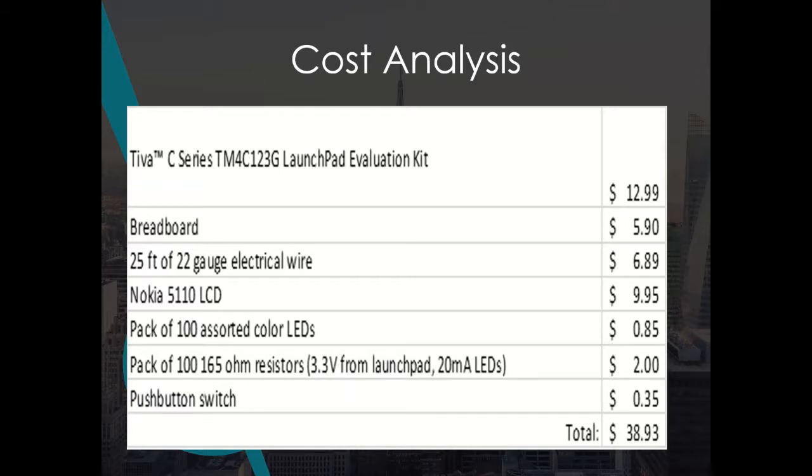This was our cost analysis. I went on to the internet and looked for the cheapest options available for each of these required components for our system, and I came up with a total of approximately $38.93 for the entire system.